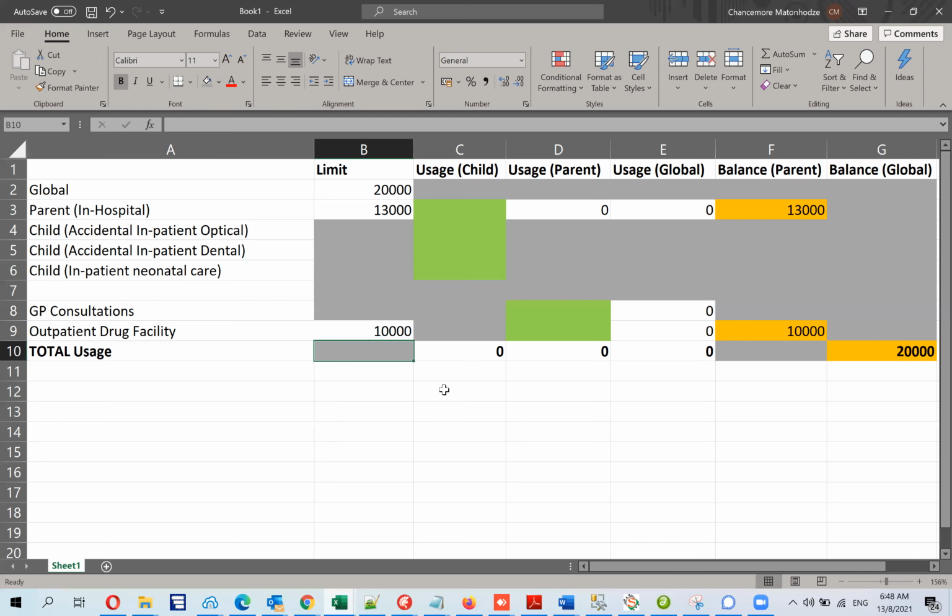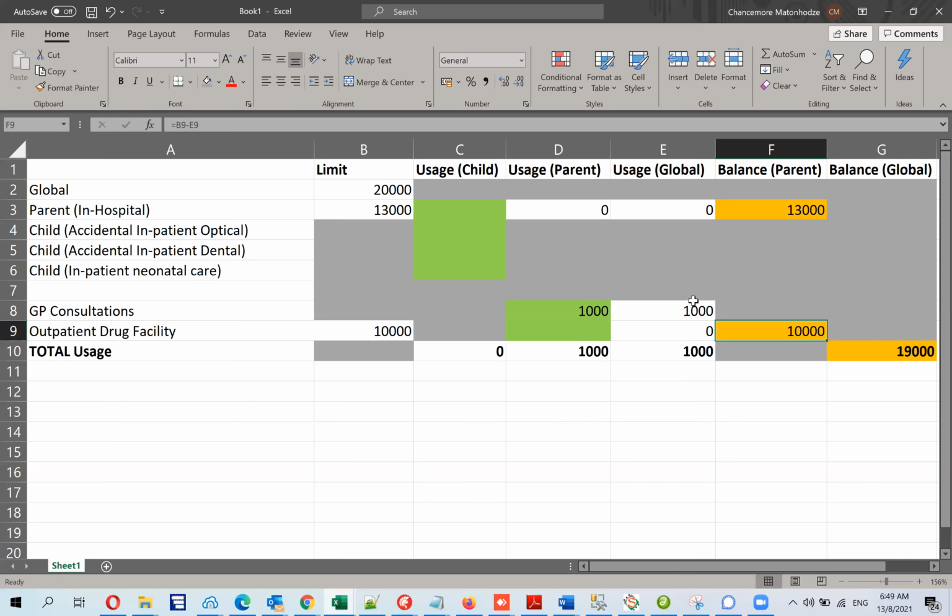So a GP claim comes through. It's a consultation, $1,000. So we put $1,000 here. What do you notice? That the usage on global has gone up and our balance on global has come down. And this balance has not been touched, and this balance on this drug facility has not been touched.